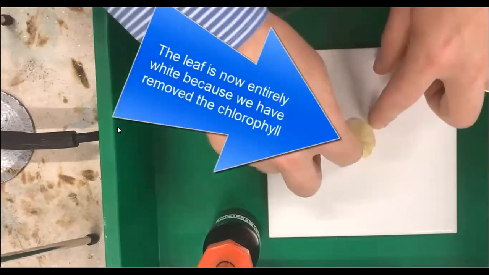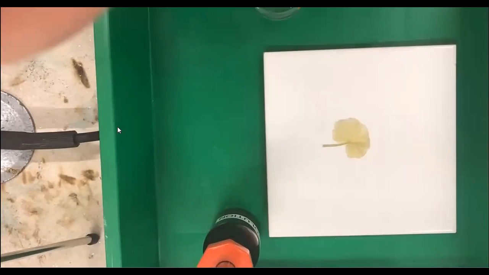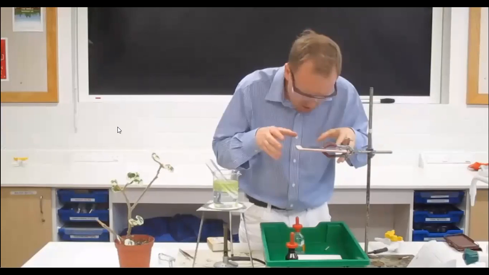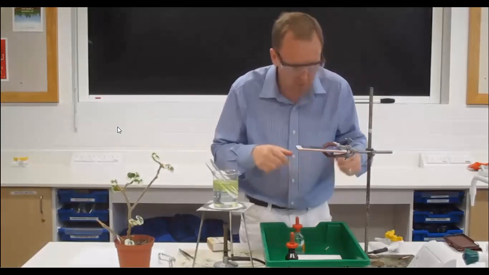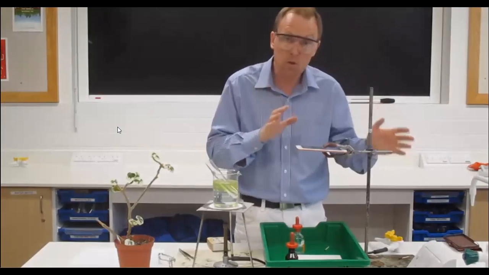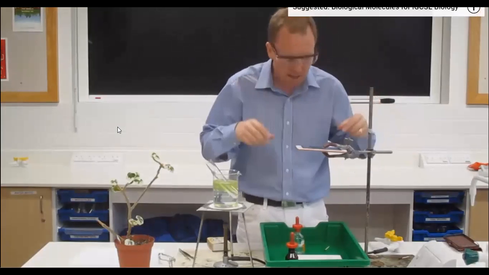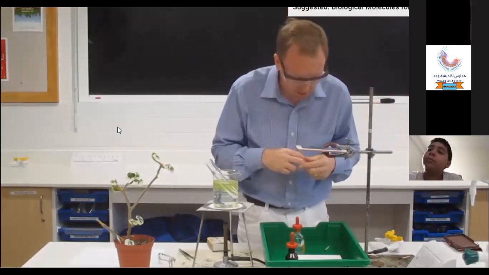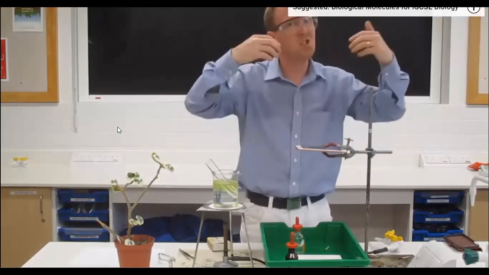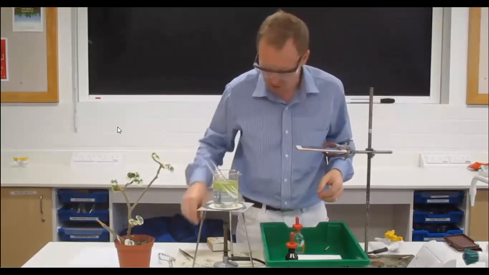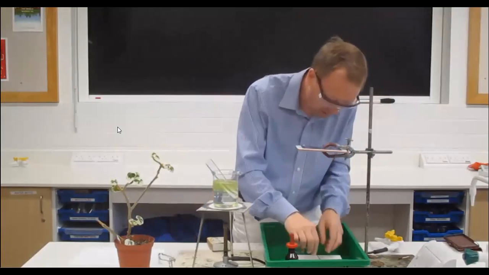So, on to our leaf down here. Now, we'll remind ourselves why we're doing this. We're looking to see where the starch is in this leaf. That's because the starch is indicative of photosynthesis having happened. Photosynthesis makes glucose. Glucose is polymerized and stored as starch. So the regions of the leaf where there is starch, that suggests that that's where photosynthesis has been occurring.